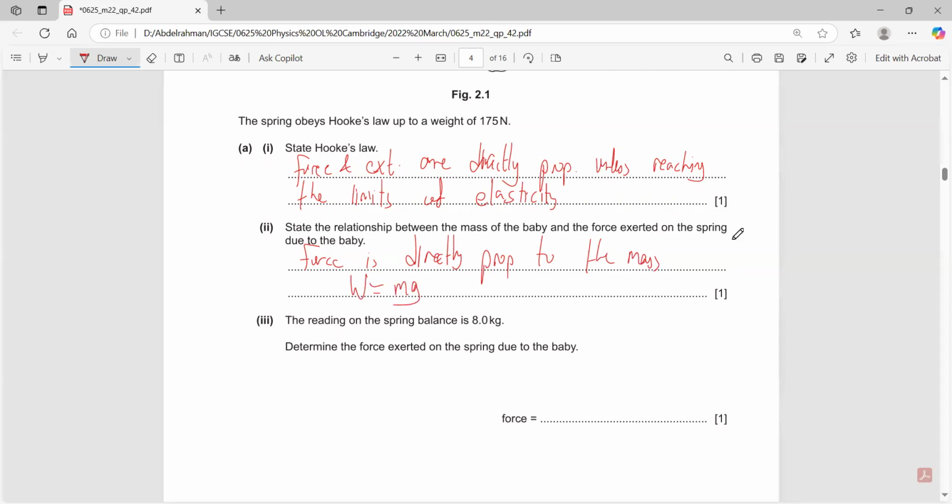The reading on the spring is 8 kilograms. Determine the force exerted on the spring due to the baby. Okay, basically weight equals mg.